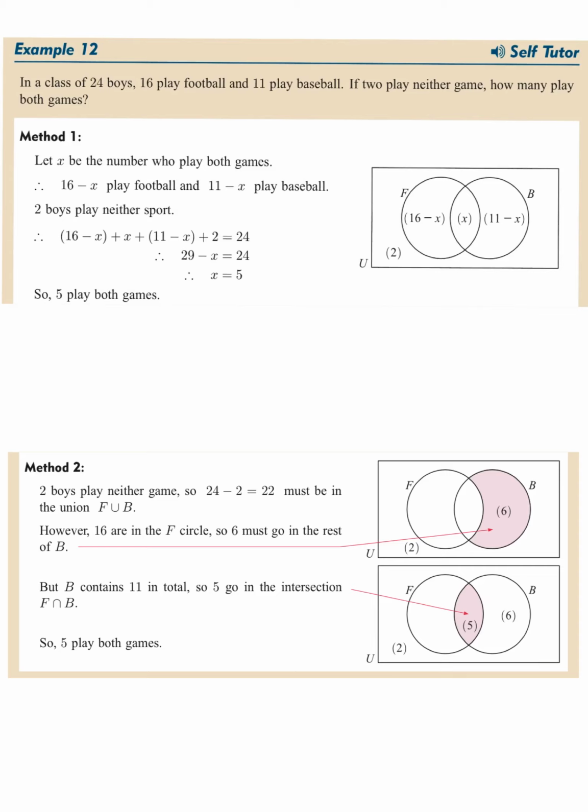Let's have a look at example 12. In a class of 24 boys, 16 play football and 11 play baseball. If 2 play neither game, how many play both games?